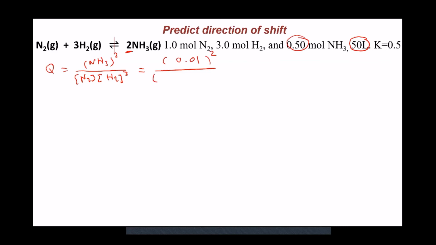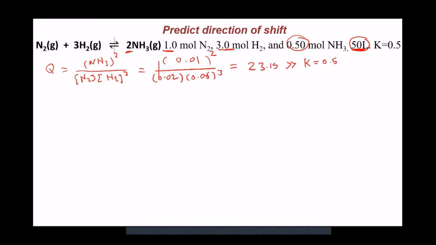The concentration of nitrogen is 1 mole divided by the volume of the container, which is 50 liters, which is going to give you 0.02 molar. And the concentration of hydrogen is 0.06 molar, to the power 3. And when we calculate the value using these numbers, it is going to give you 23.15, which is significantly larger than the actual equilibrium constant of the reaction, which is supposed to be 0.5.